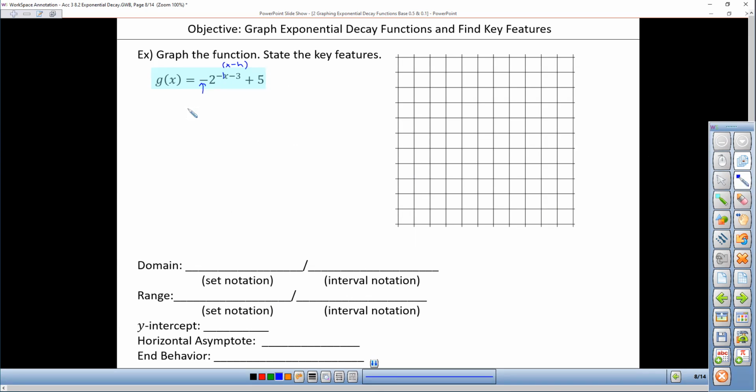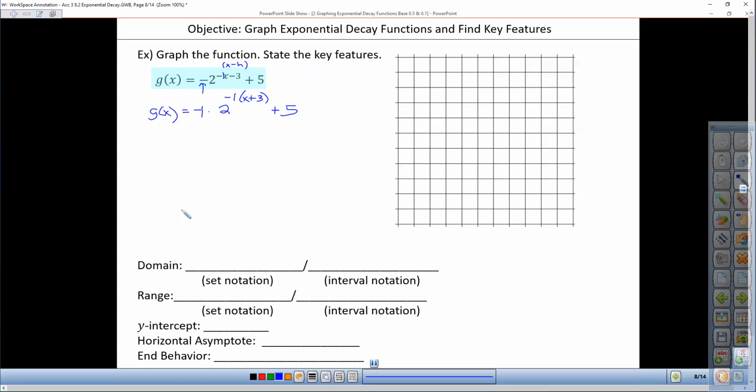So that negative, remember, means we have -1 times our power of 2. I'm going to factor out a -1. That's going to give me x plus 3. And then I have my plus 5. So this tells me I've got decay. So I'm going to do that y-axis reflection on my growth power of 2 points.